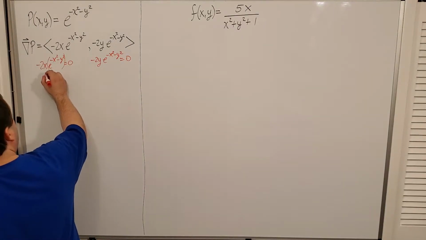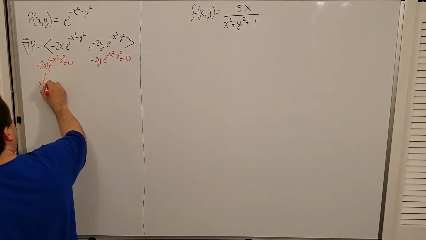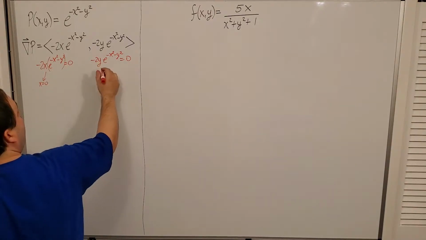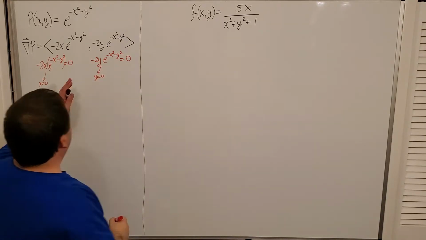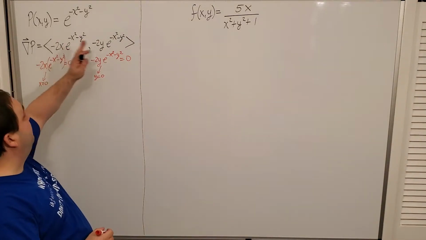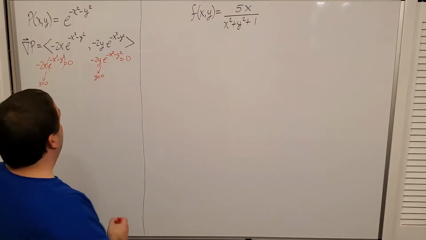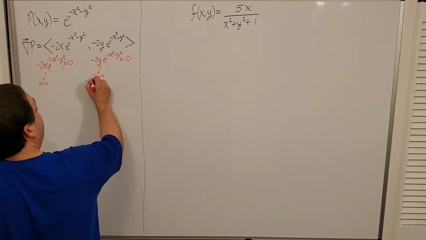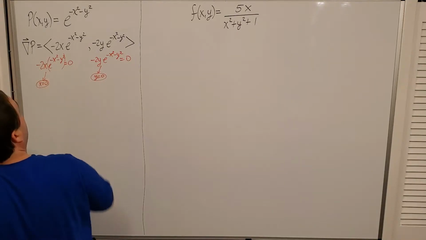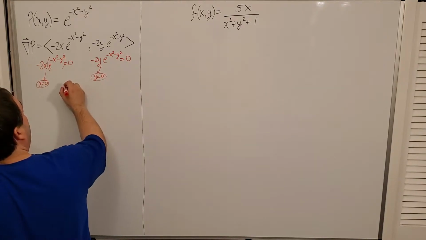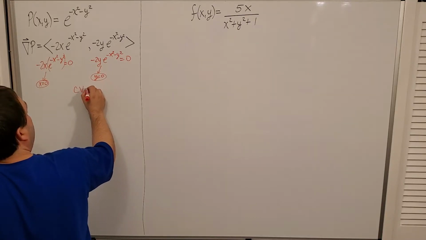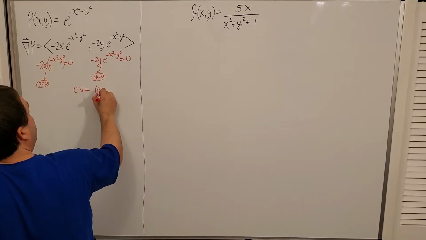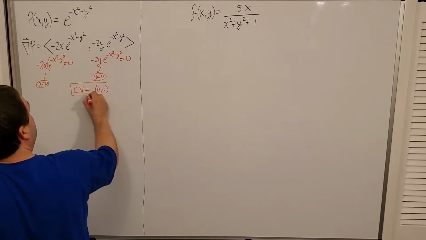So the only solution I'm getting from this one is x equals 0. And same thing over here, I'm only getting y equals 0. And remember, both of these things have to be 0 at the same time. The only way that's going to happen is if both of these values happen simultaneously. So my critical value is the point 0, 0. Right?